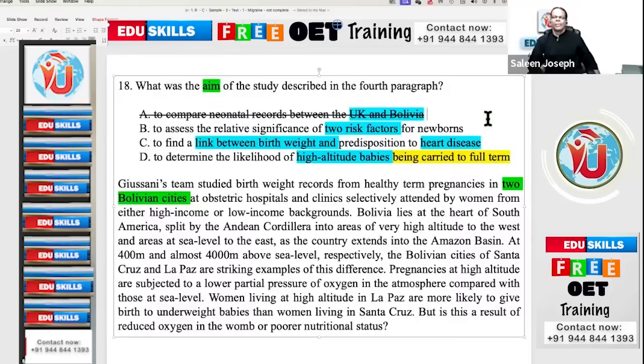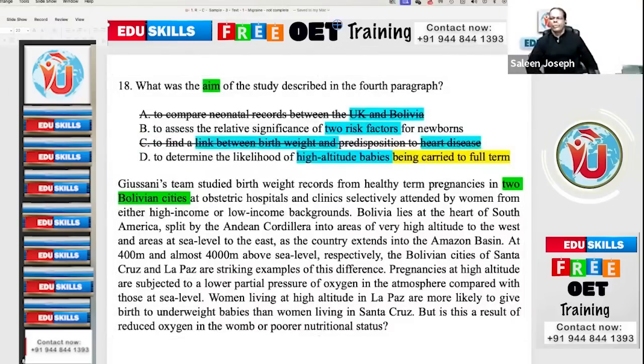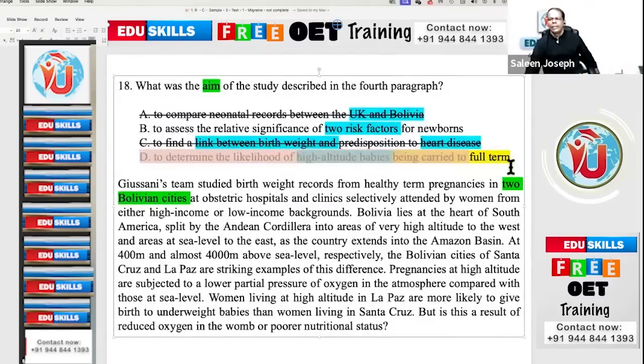C, to find a link between birth weight and predisposition to heart disease. Do they mention anything about heart disease? No, nothing is mentioned about heart disease. Then option D, to determine the likelihood of high altitude babies being carried to full term. That is also not mentioned. They have mentioned underweight babies, not full term pregnancies. Yeah, the study is about underweight babies, and they are not speaking about full term.